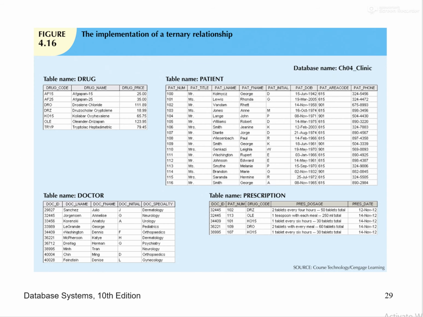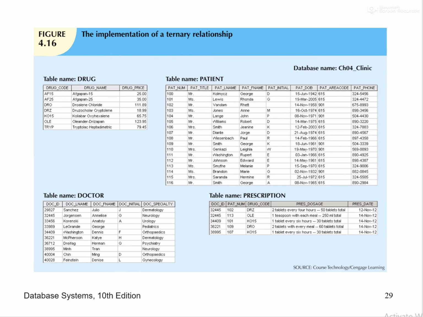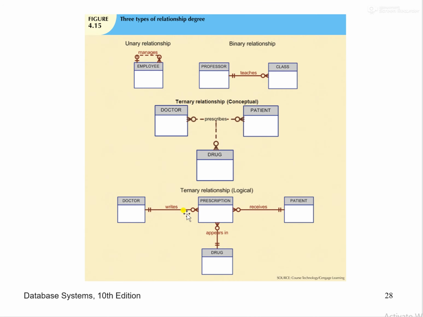When we map this ternary relationship into table form, we will get 4 tables: one for doctor, one for drug, one for prescription, and one for patient. Okay, and as we know that they are one to many relationships with prescription, so in the prescription table the primary key of doctor, primary key of drug, and primary key of patient will appear as foreign keys.